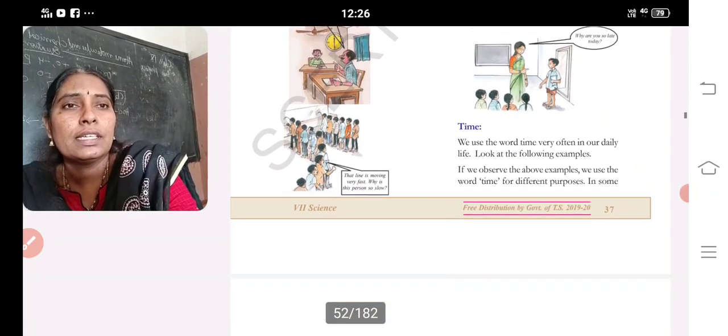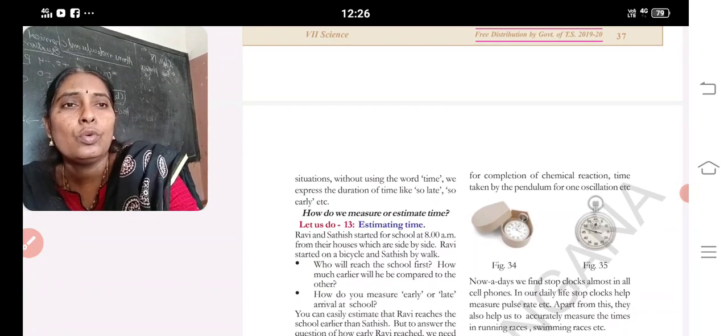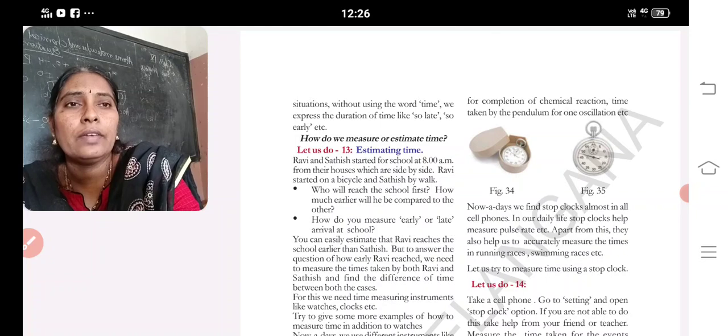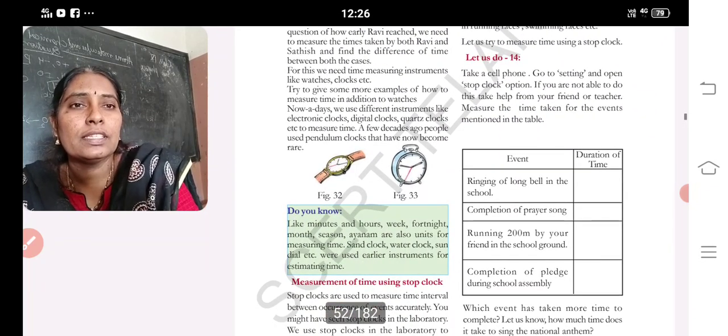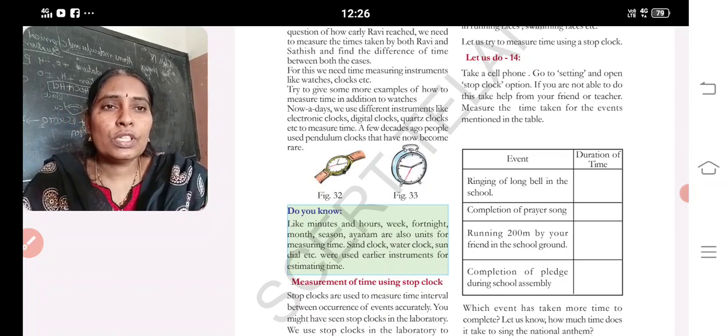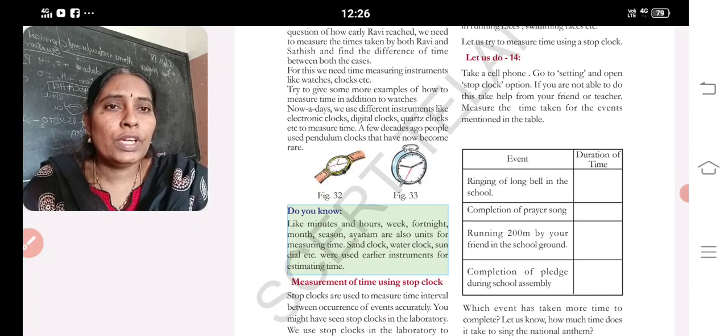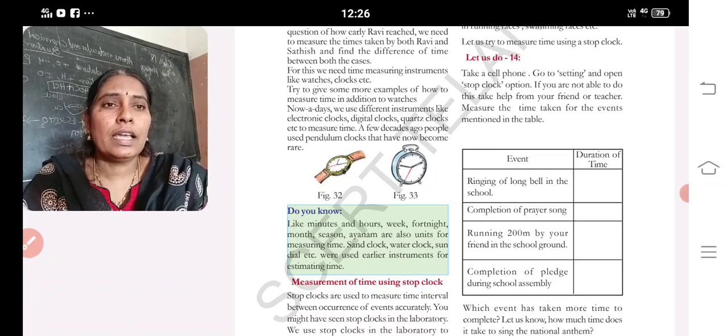And we are going to discuss a few things. How to measure and estimate a time. What is time? Minutes and hours, week, fortnight, month, season are also units for measuring time. Sand clock, water clock, sundial, etc. are the instruments used earlier for estimating time.